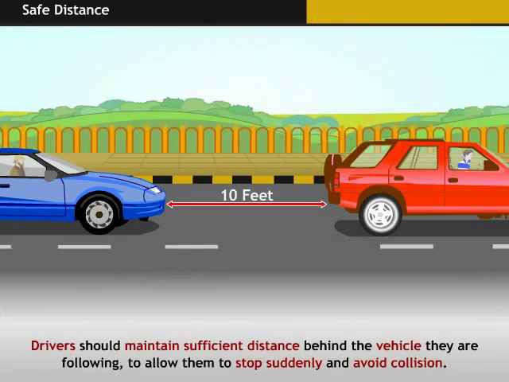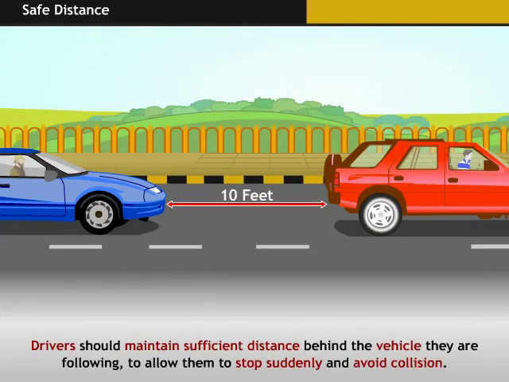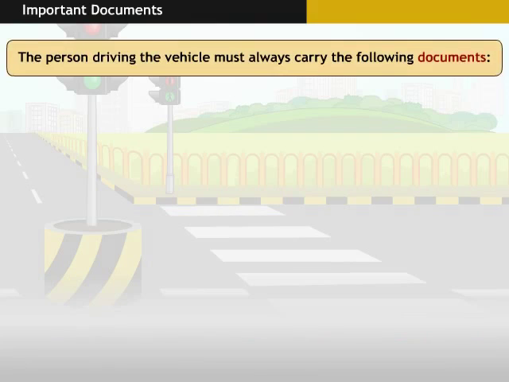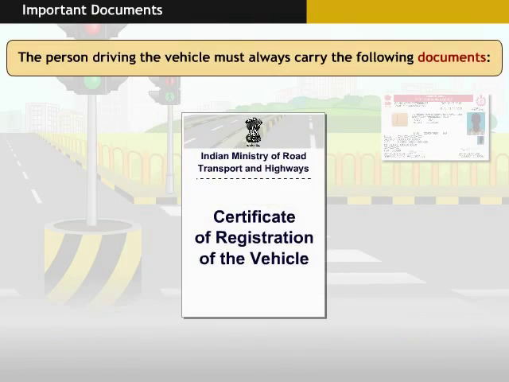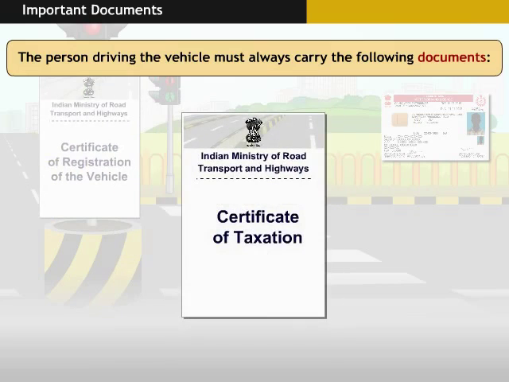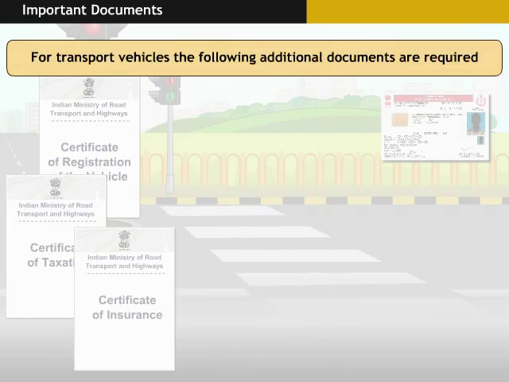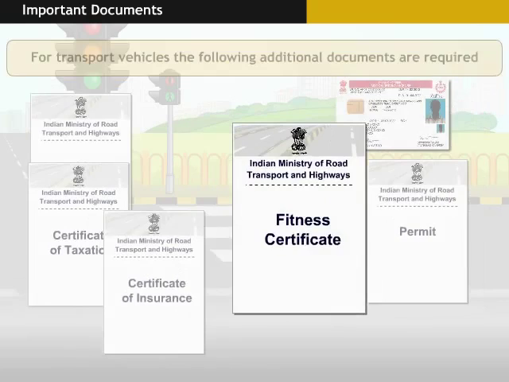Drivers should maintain sufficient distance behind the vehicle they are following to allow them to stop suddenly and avoid collision. The person driving the vehicle must always carry the following documents: valid driving license, certificate of registration of the vehicle, certificate of taxation, certificate of insurance. For transport vehicles, the following additional documents are required: the permit, fitness certificate.